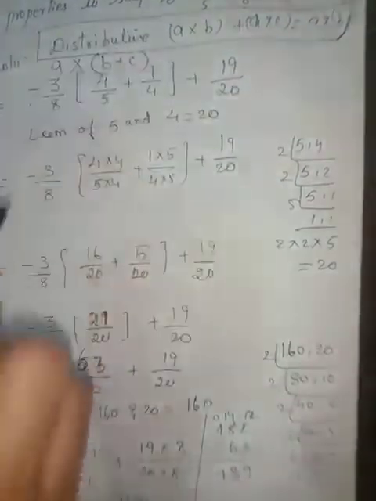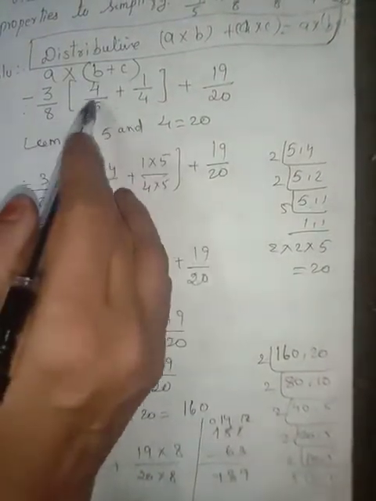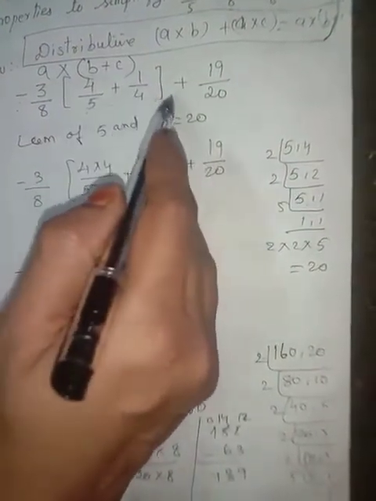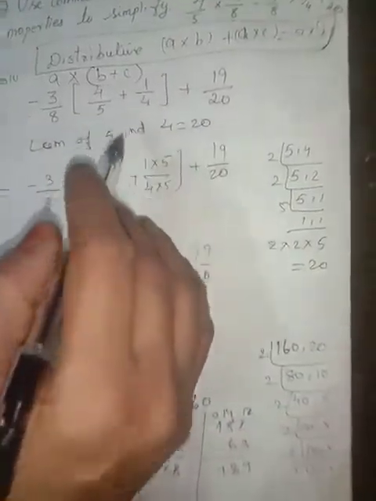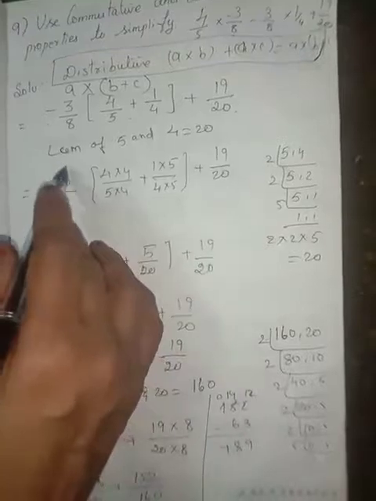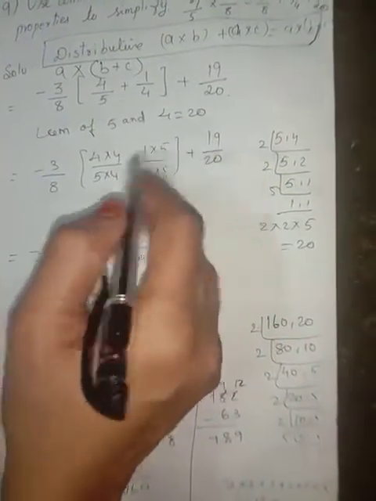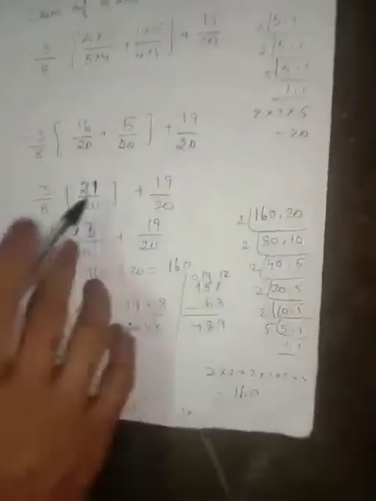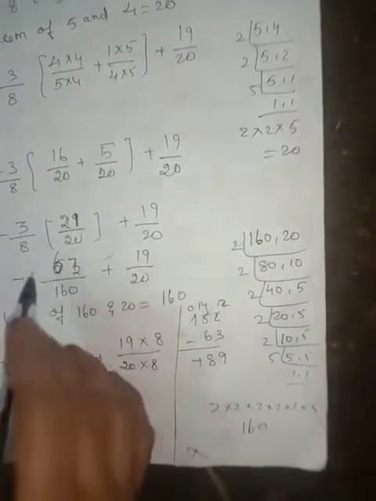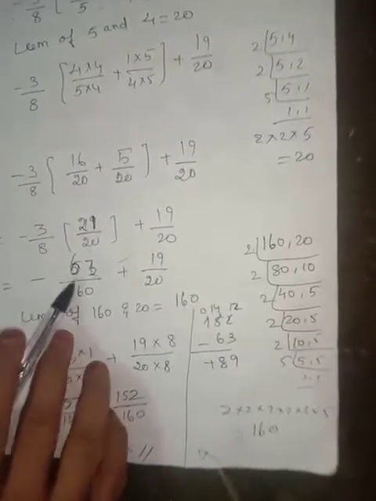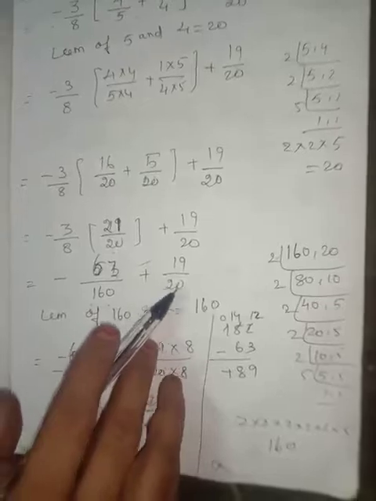So taking the common rational numbers minus 3 by 8, we get 4 by 5 plus 1 by 4 plus 19 by 20. Simplify the bracket first using the BODMAS. Let's take the LCM of 5 and 4, we get 20. So make them like denominators and simplifying, we get 21 by 20. So multiply with minus 3 by 8, we get 63 by 160 plus 19 by 20.